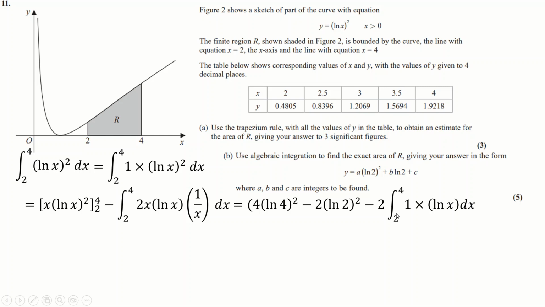Now to give you this, this looks weird because this bracket starts but doesn't end, so that's a typo on my part. It should have ended there, because all I've done is evaluated this bit at 4 and 2, so that bracket should end there. Then we take away 2 lots of the integral of just log of x, which again I can integrate by parts, using the same trick again, just timesing it by a 1.